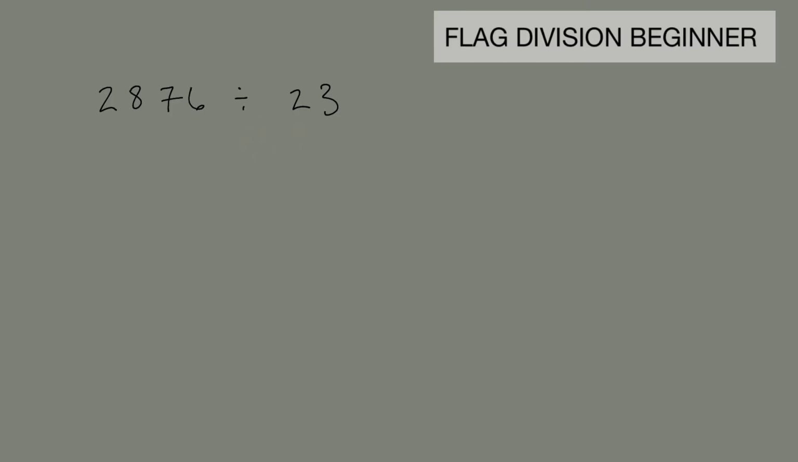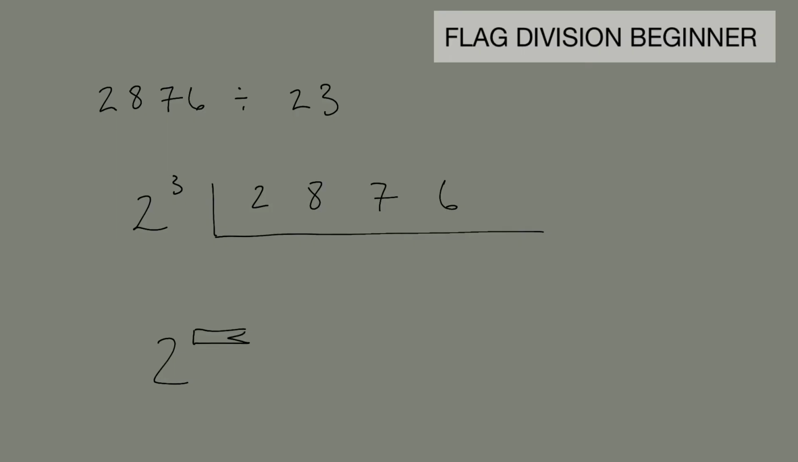We're going to set it up like this. We're going to write in 2,876, and then we're going to write the 2 and the 3. This is where you get the flag division from, because this number here is like a little flag. So this is your flag division. This is the setup: a big 2 here and the small 3 up top.